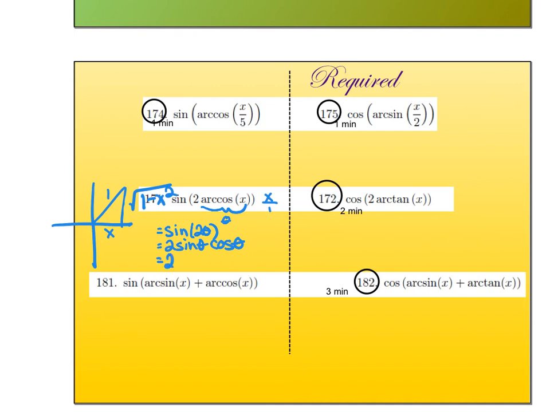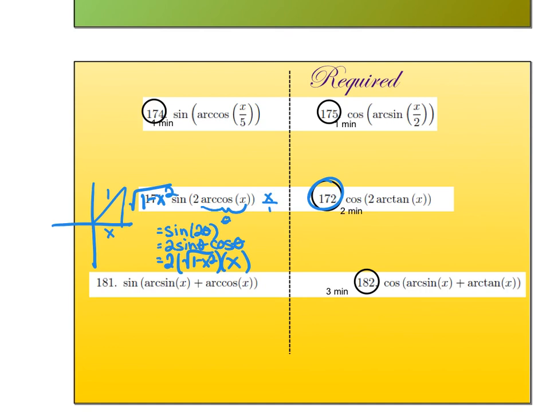So sine theta would be opposite over hypotenuse, so it would be 2 times the square root of 1 minus x squared over 1. And cosine theta is adjacent over hypotenuse, so x/1. And that would be your final answer. So these are a little bit more challenging, I feel like. Let's try one more. Let's do 172.